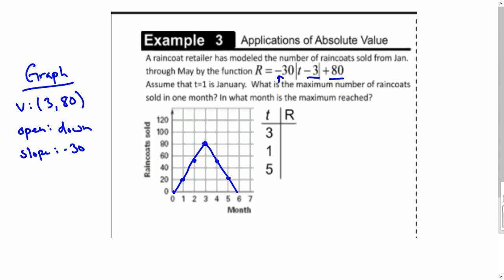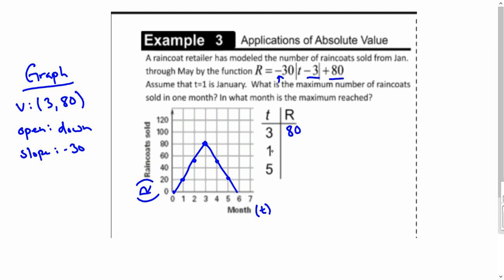All right, so we've got our graph. We've got some points plotted on it, and it's asking us to also fill out this little bit of a t-chart. Maybe I already have some of this done. When t, the time in months, is equal to 3, that's going to be down here. Here's our t, and this is going to be our capital R. So 3, how many raincoats are we selling? Well, 80.